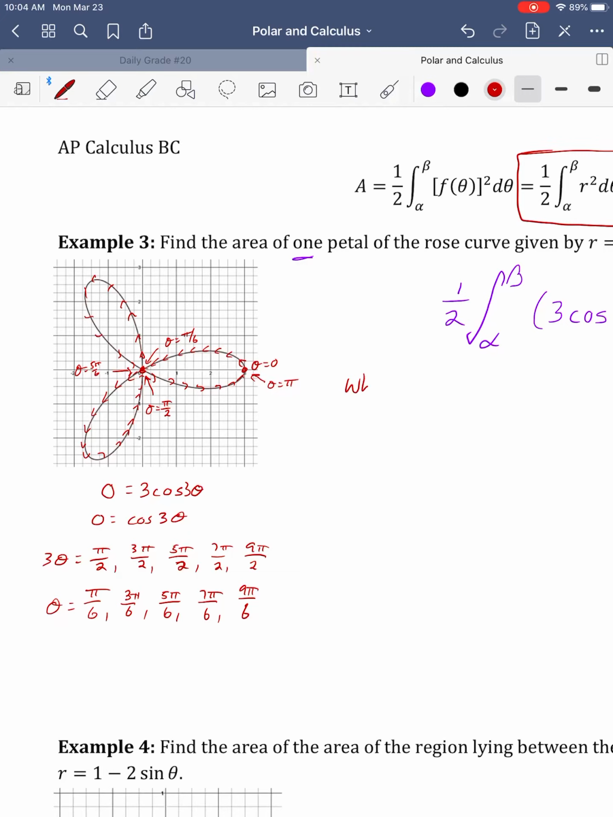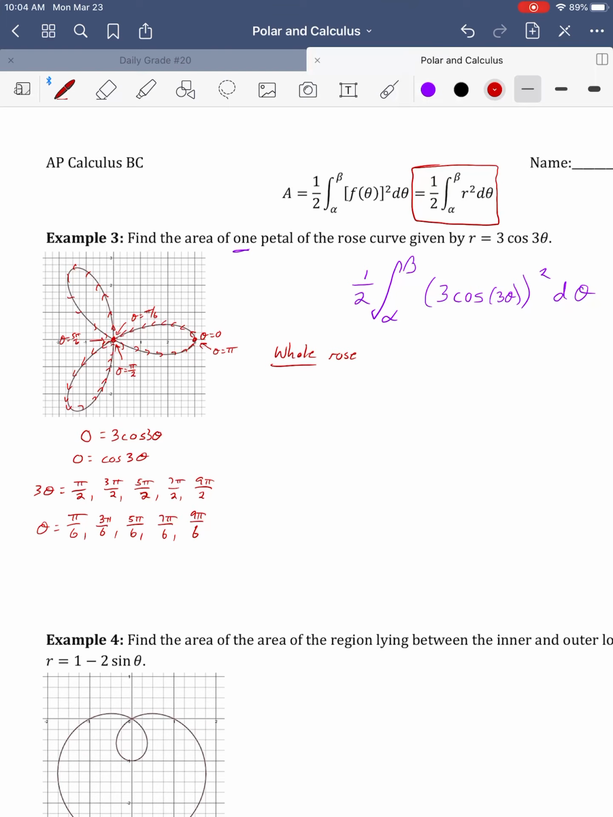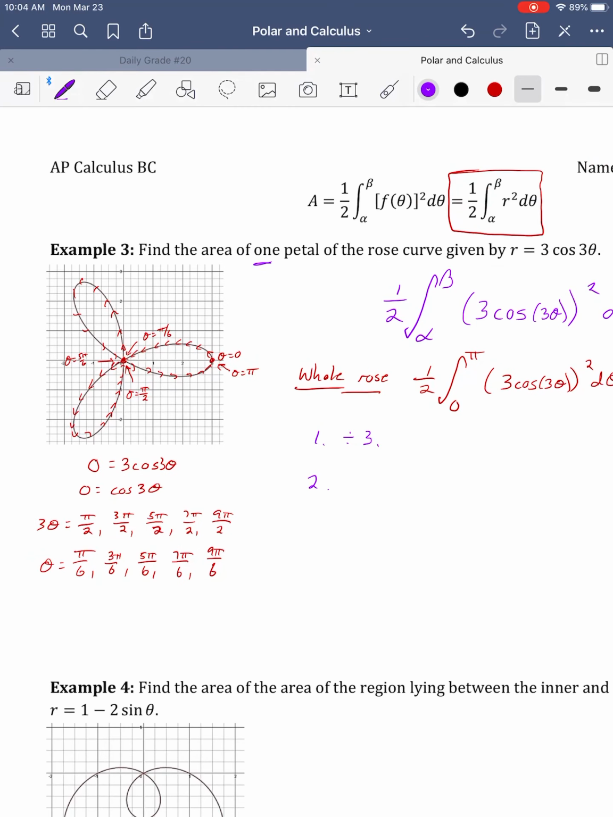So if I wanted to find the entire rose, I would do 1/2 the integral from 0 to pi of the quantity 3 cosine 3 theta, squared, d theta. That's the entire rose. But my question is just one petal. So you got a lot of options. Option 1 is to find the whole rose and then divide it by 3. Option 2 is to isolate just one petal.